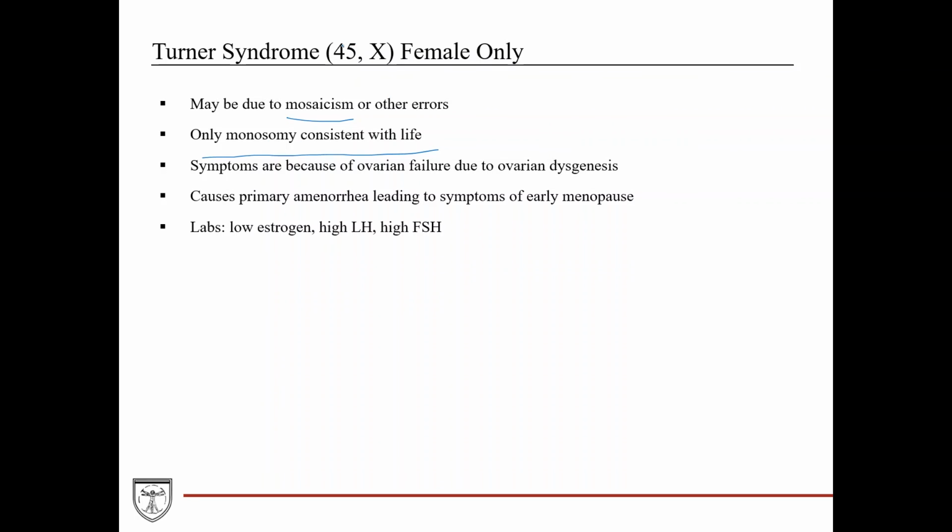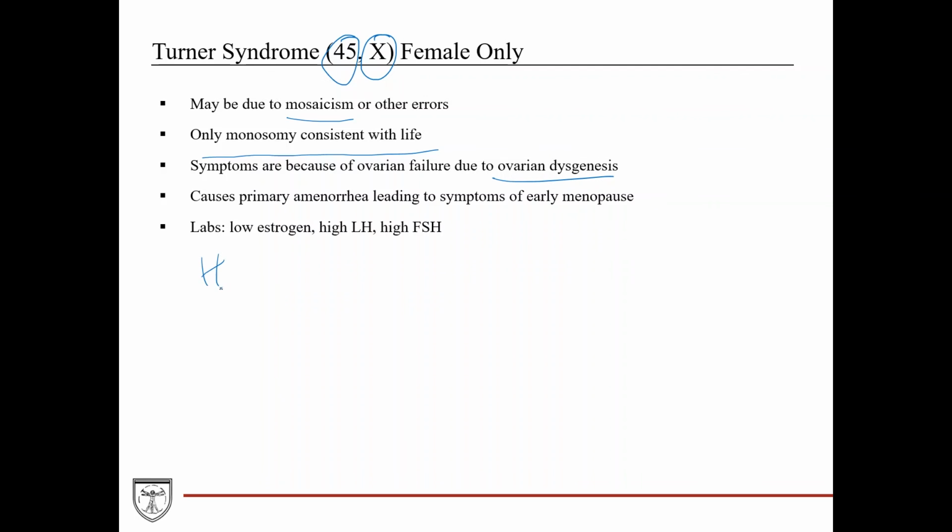So since it's a monosomy, it's 45 chromosomes instead of 46. The problem is that there's a missing X chromosome, so there's only one X chromosome. Again, there's no need for a plus here because it's not like Down syndrome, where there's an extra 21. Symptoms are because of ovarian failure due to ovarian dysgenesis.